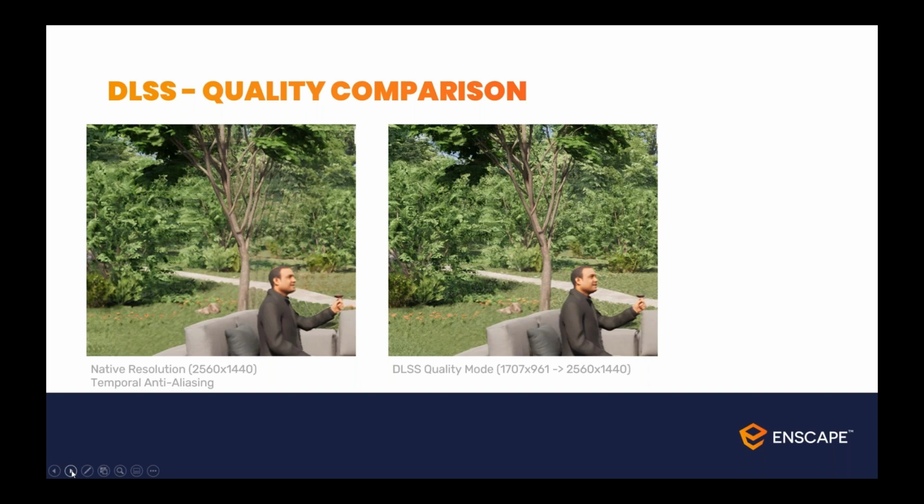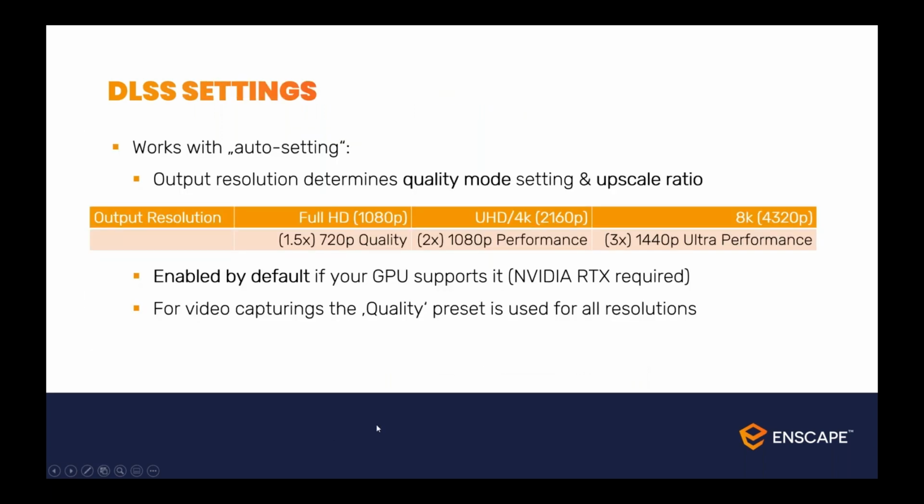So much for the image quality improvements with DLSS, but as mentioned before, the main benefit is of course performance. As a user, you don't have to worry about that before mentioned upscale ratio. All of that is done automatically with what we call the DLSS auto setting, which determines the upscale ratio based on your monitor's resolution. So for example, if you have a 1080p, or full HD monitor, it will upscale in the so-called quality preset from 720p, which is 1.5x. And if you have a 4K resolution monitor, it will upscale from a 1080p resolution.